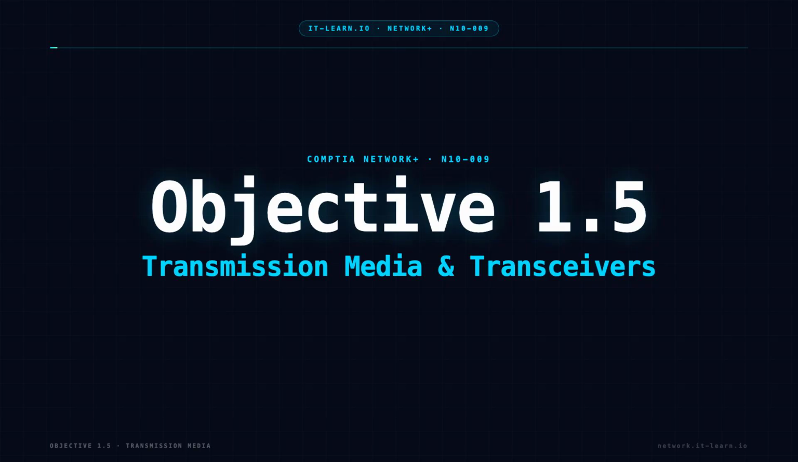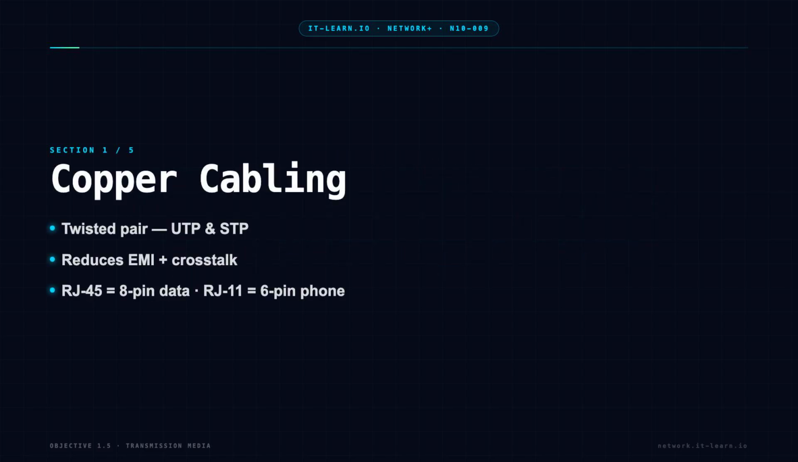In this lesson, we are covering Objective 1.5, Compare and Contrast Transmission Media and Transceivers. Understanding the physical media that carries network traffic is essential for any network professional. In this lesson, we will examine copper cabling, fiber optic cabling, and the transceivers that connect them to network equipment. Let us start with copper cabling.